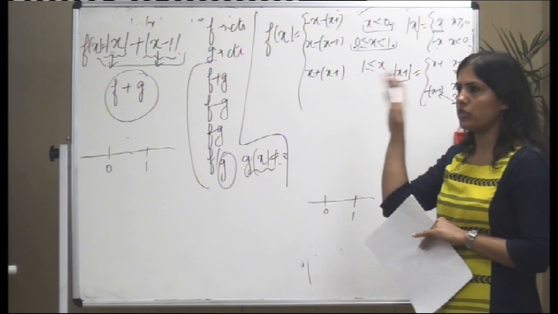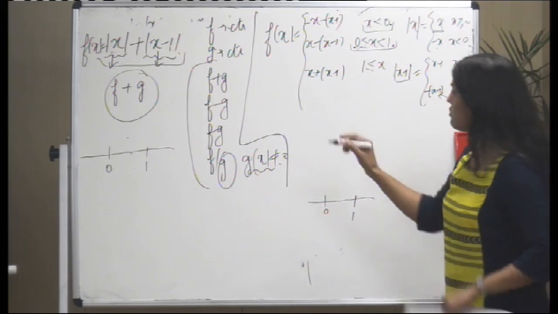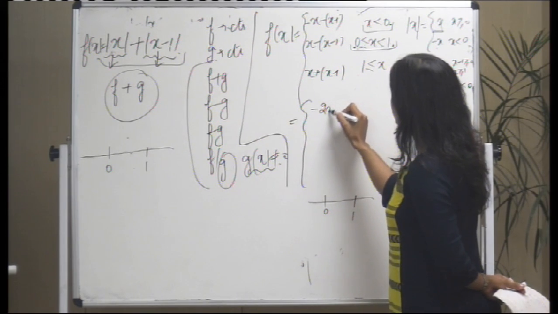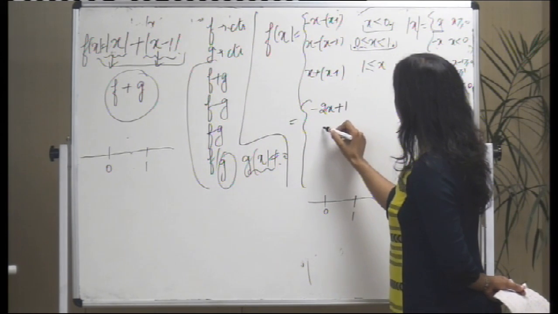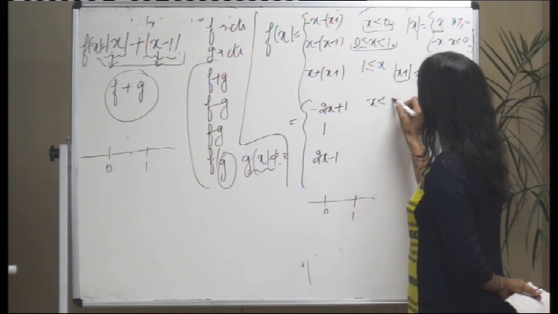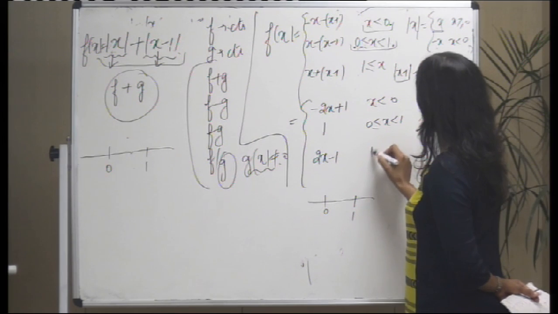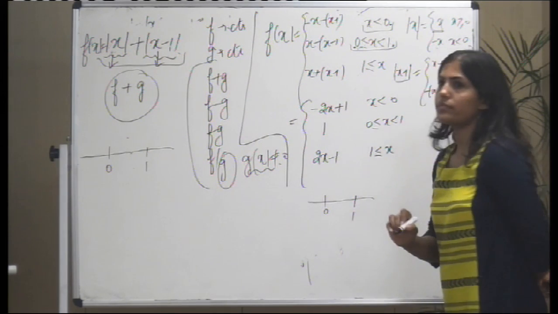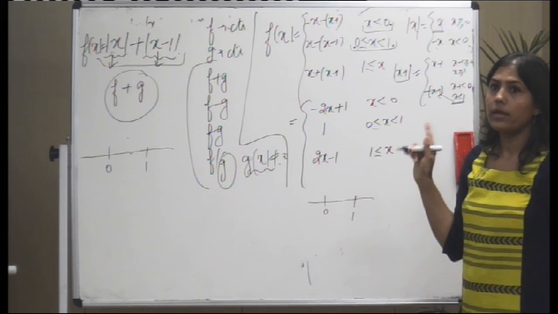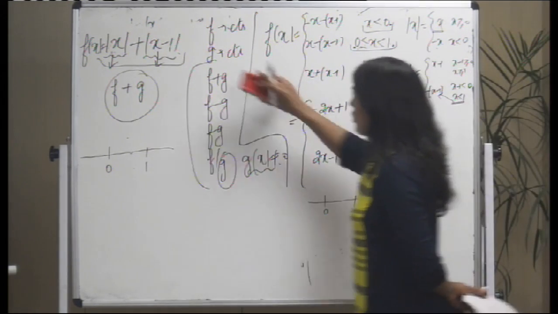Any mod function you can now write down by this method. So what f(x) did you get ultimately? Minus 2x plus 1, then 1, then 2x minus 1. Is it fine? Any mod function you can now write down, and you can draw the graph easily.